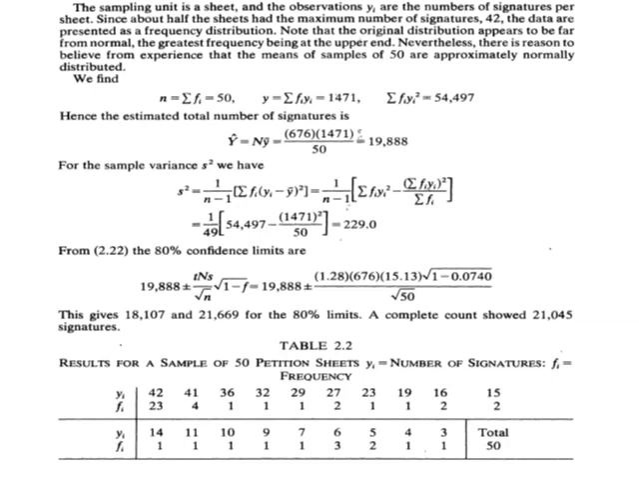Let's see the solution for this example. The sampling unit is a sheet, and the observations y i are the numbers of signatures per sheet. Since about half of the sheets had the maximum number of signatures, 42, the data are presented as a frequency distribution. Note that the original distribution appears to be far from normal. The greatest frequency is at the upper end. Nevertheless, there is reason to believe from experience that the means of samples of 50 are approximately normally distributed.